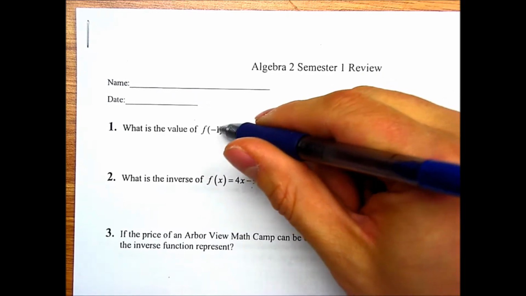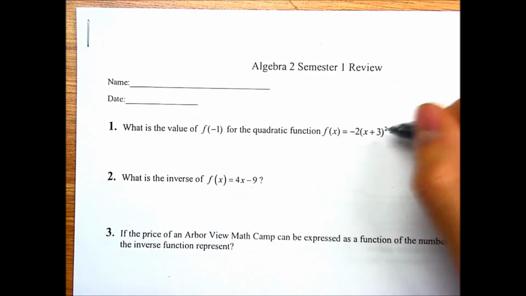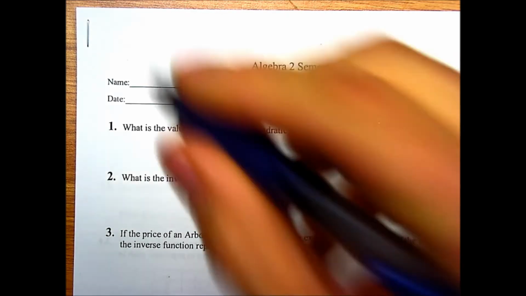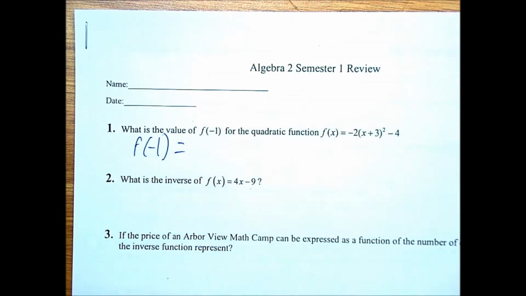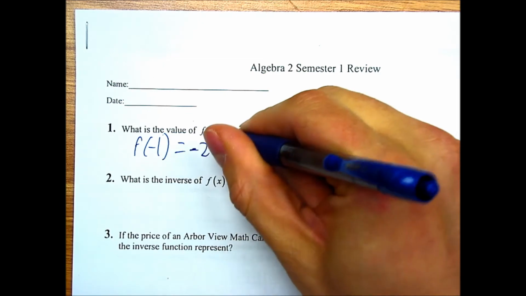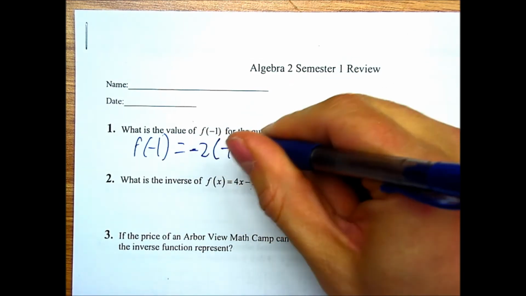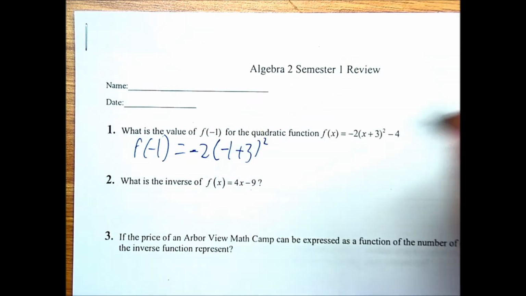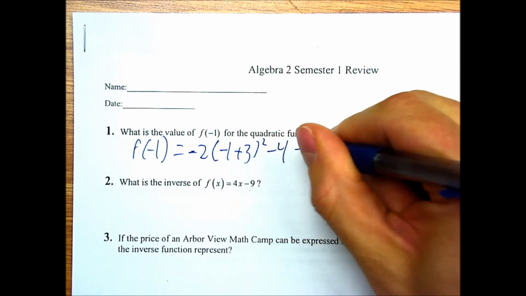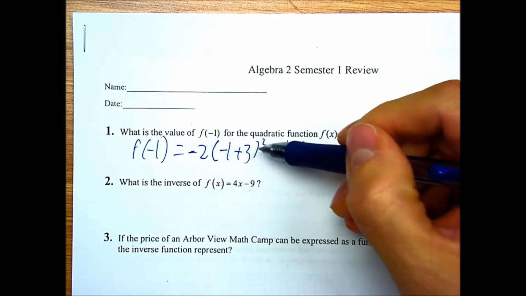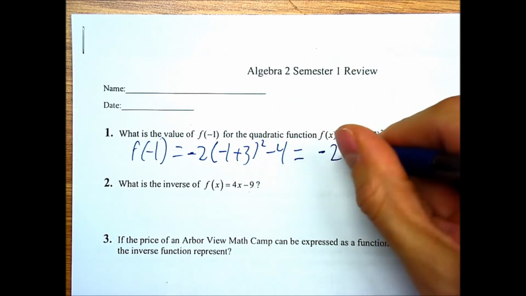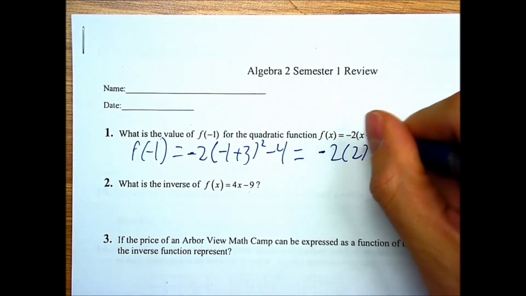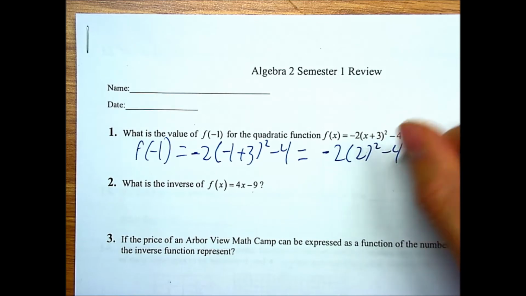We will substitute negative 1 in for the x to evaluate the function at negative 1. So f of negative 1 will be equivalent in value to negative 2 times the quantity negative 1 plus 3 squared minus 4. We will evaluate the parentheses first. Negative 1 plus 3 is 2. So this will be negative 2 times 2 squared minus 4.